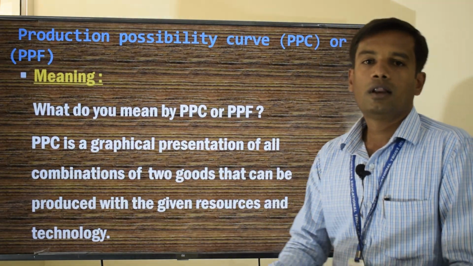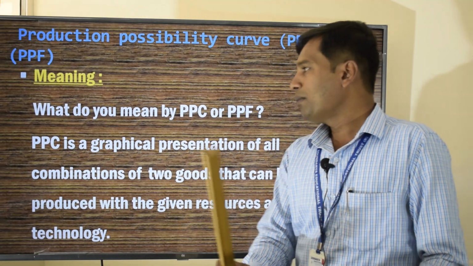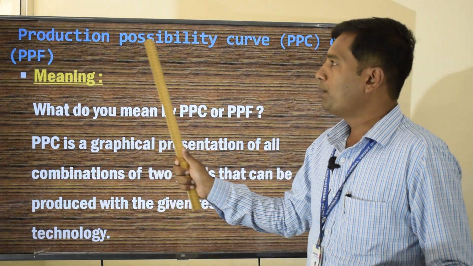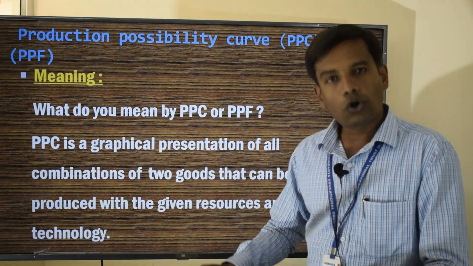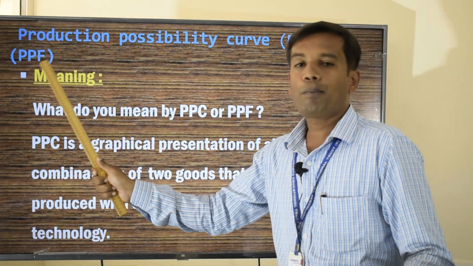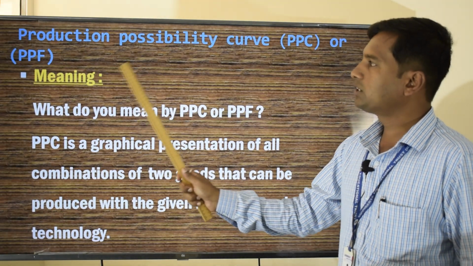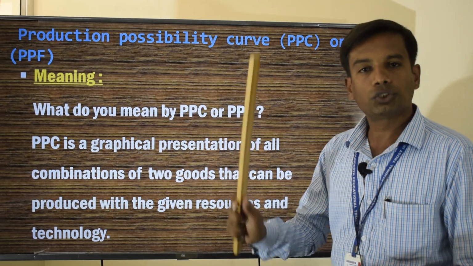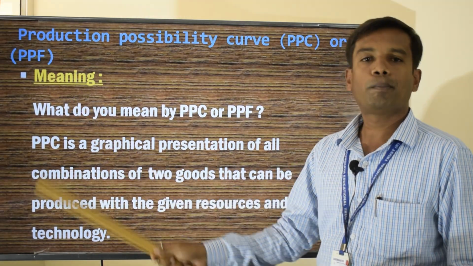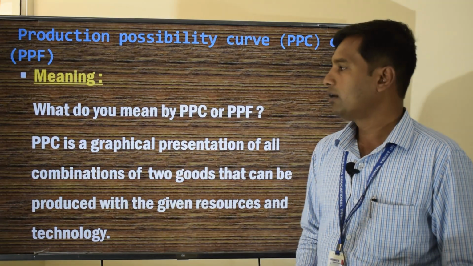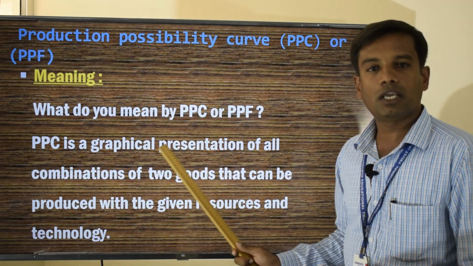Now first, let us see what do you mean by PPC. Production possibility curve is also called as production possibility frontier. Let us see the first meaning. What do you mean by PPC or PPF?